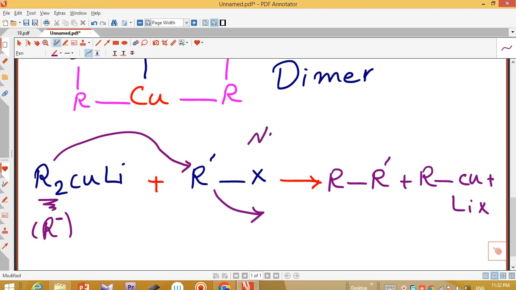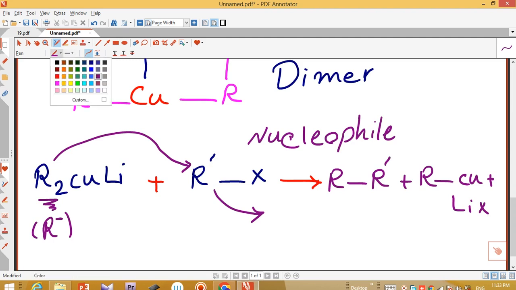So here we could synthesize our R prime, and we reviewed the mechanism of the Gilman reagent, the Gilman reaction, and we completely understood that in R2CuLi we have a nucleophile, which is R negative in the Gilman reagent, and it can attack our R prime X. So through this way we could synthesize our R prime, and that's a very good idea to synthesize that.